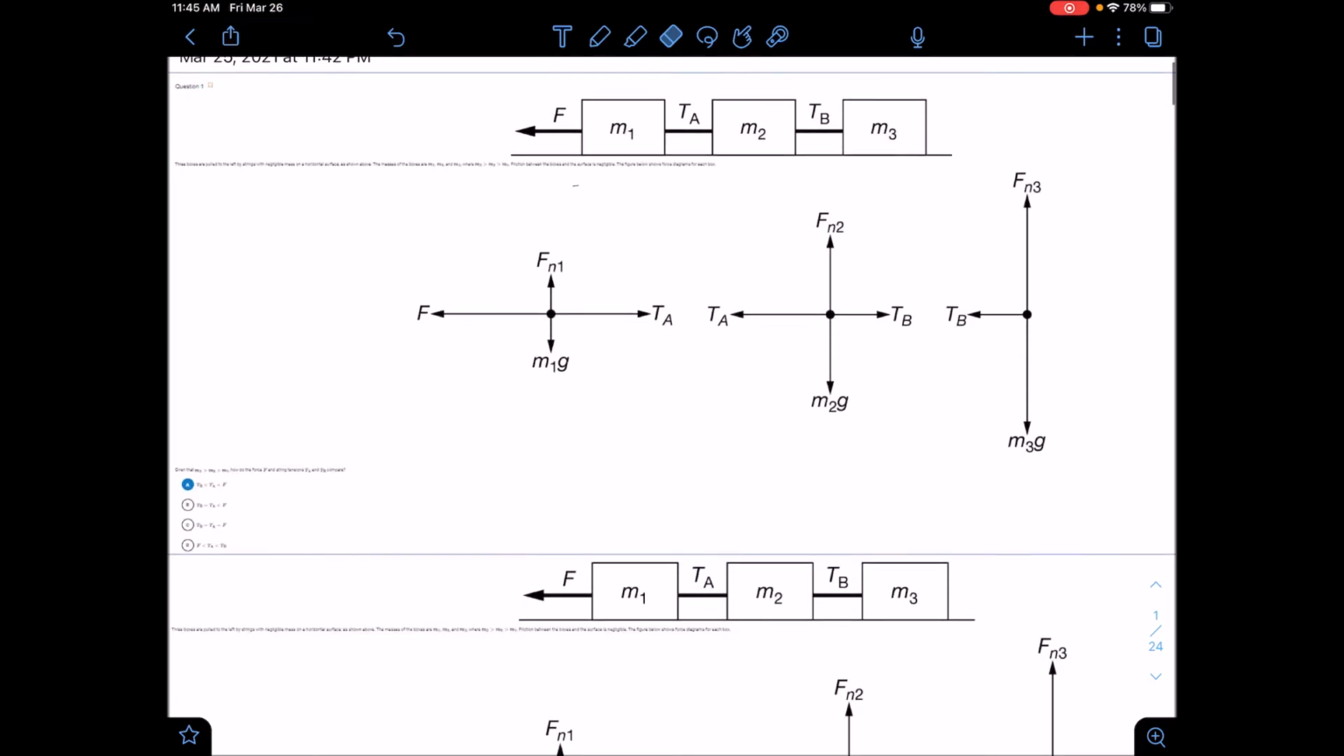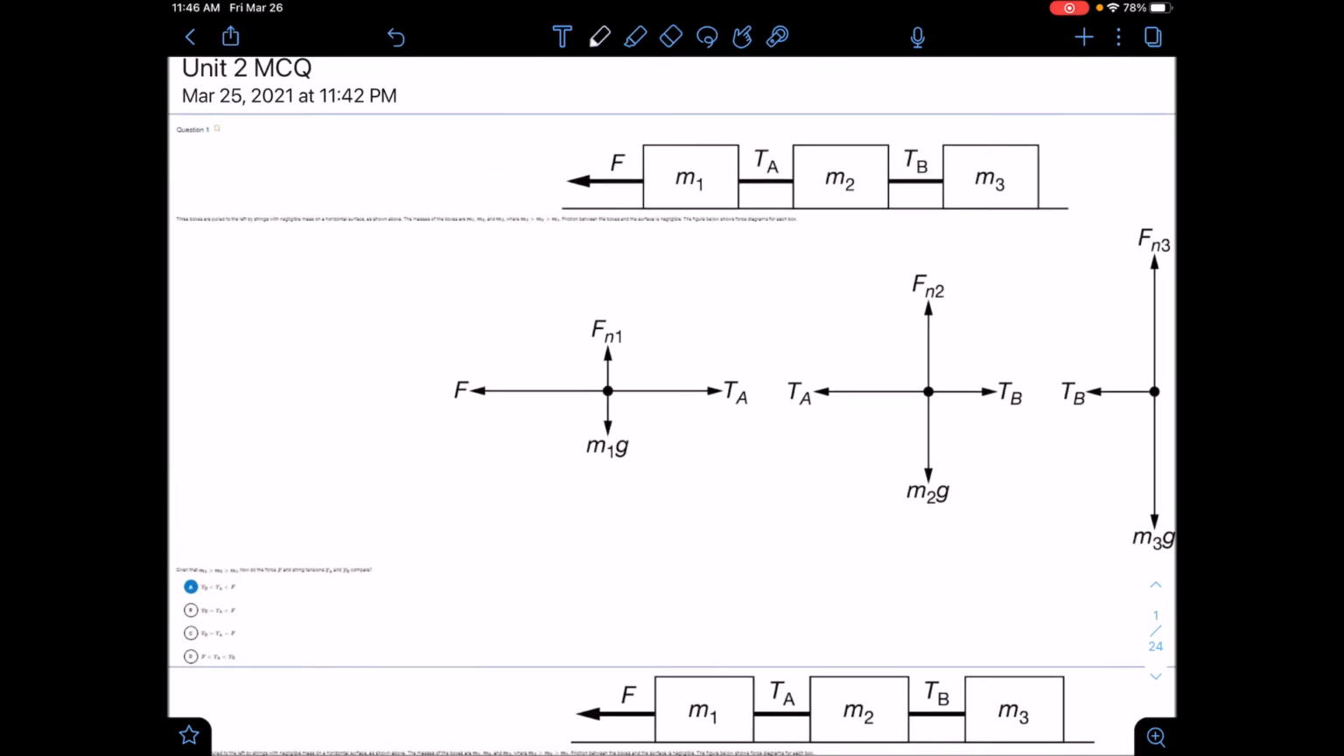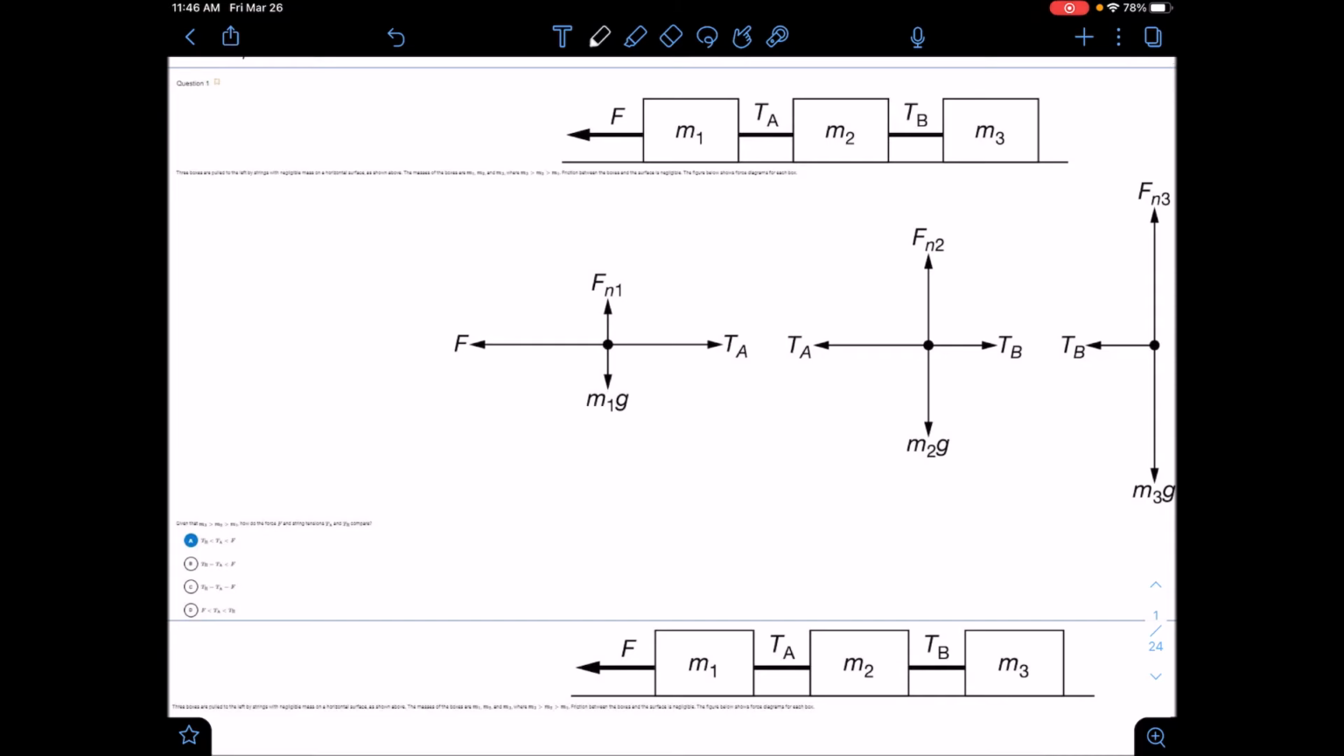Alright, so to start off with, question number 1. Oh, there's a little mark here. Okay. 3 boxes are pulled to the left by strings with negligible mass on a horizontal surface as shown above. The masses of the boxes are M1, M2, and M3, where M3 is greater than M2, which is greater than M1. Friction between the boxes and the surface is negligible. The figure below shows the force diagram for each box.